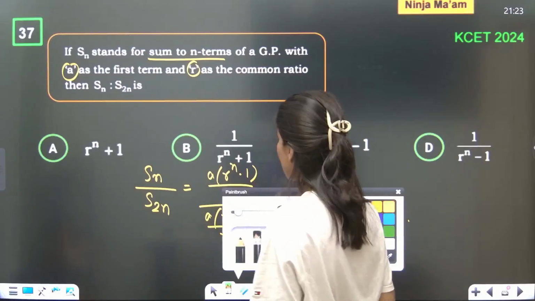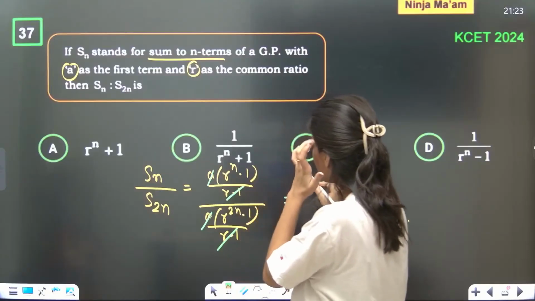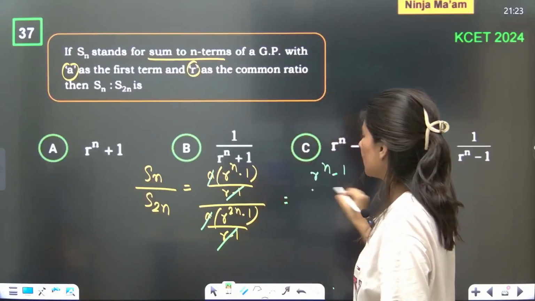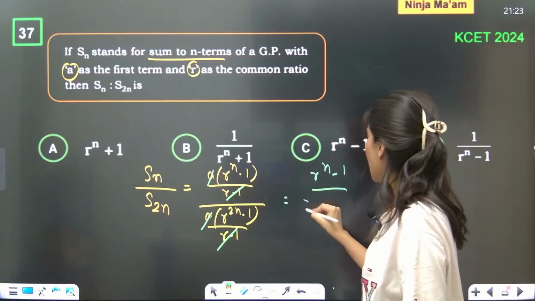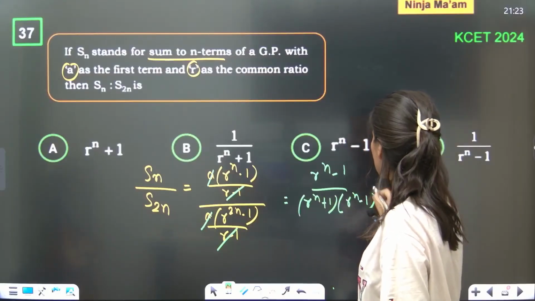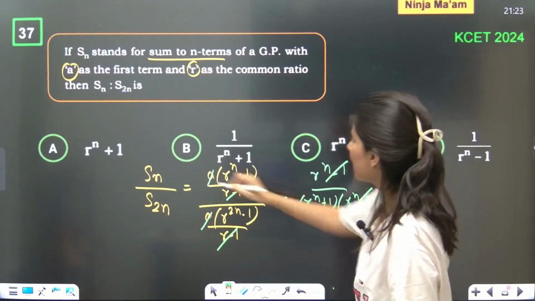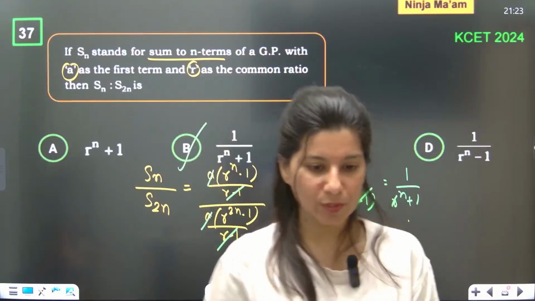Now if I cancel the terms, A cancels, R minus 1 cancels. So this is R power n minus 1 upon R power 2n minus 1. Now if I split this, R power 2n minus 1 is R power n plus 1 times R power n minus 1. So this is 1 upon R power n plus 1, which is the correct answer, matching with option D.